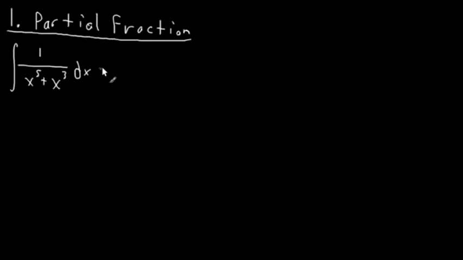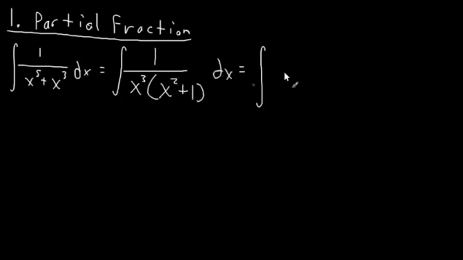So we could set this equal to the integral of 1 over, the common factor here is x cubed, so we could factor that out. We'll get x cubed times the quantity x squared plus 1. So this is going to be a constant A divided by x, and then plus a constant B over x squared, plus another constant C over x cubed.